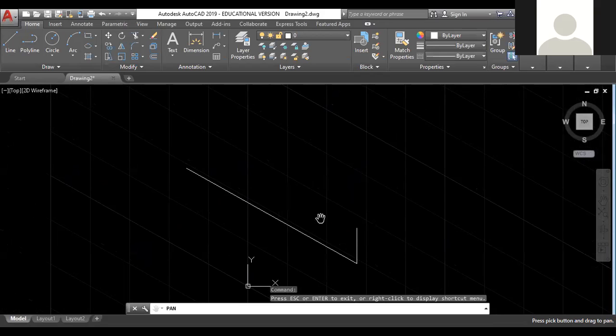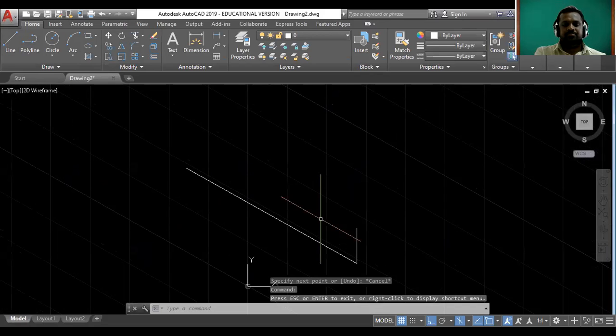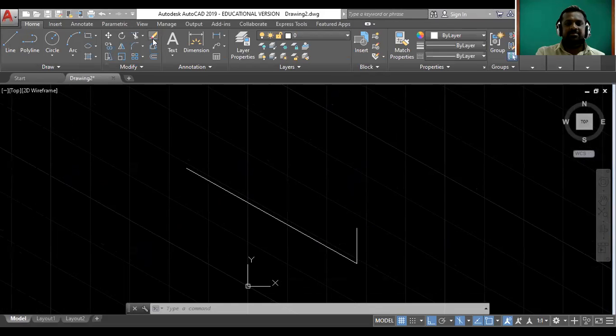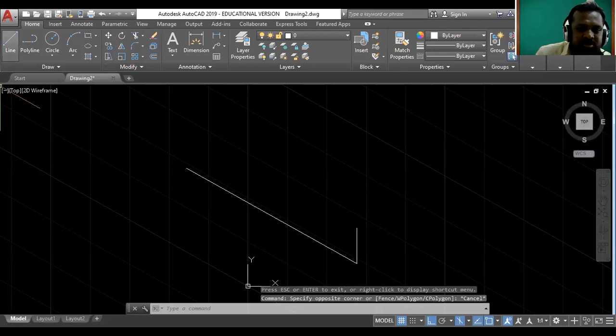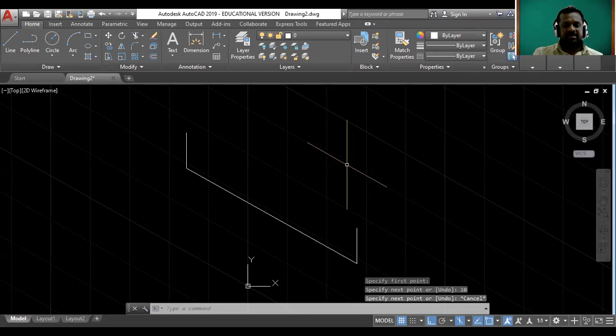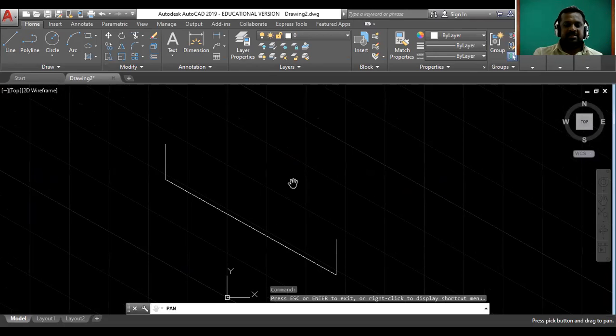Okay. See here. Then okay, next step. Again take the line, and from this point we can draw the vertical line of the 10 mm. Enter, escape. Okay, this line. Then tell me the next step.